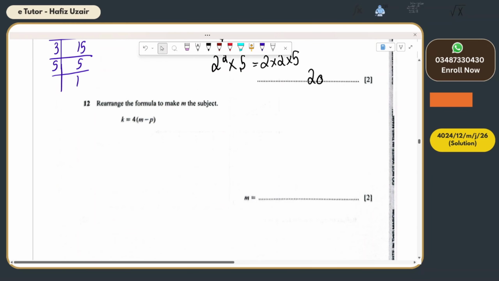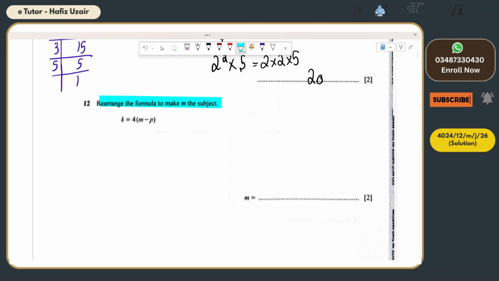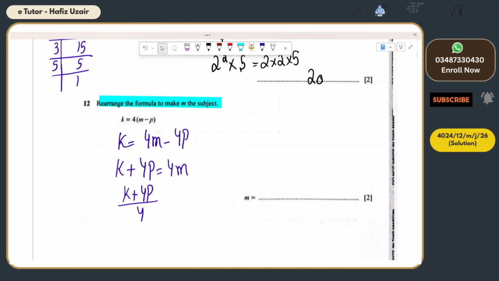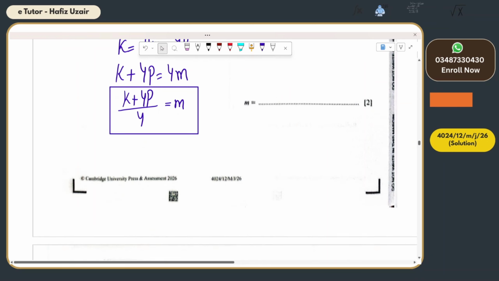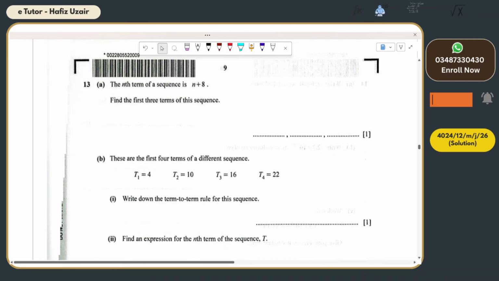Let's expand the bracket. We need to rearrange the formula to make M the subject. So let's expand the bracket first. K will be equal to 4M minus 4P. So K plus 4P will be equal to 4M. Now, K plus 4P over 4 will be equal to M. All right.